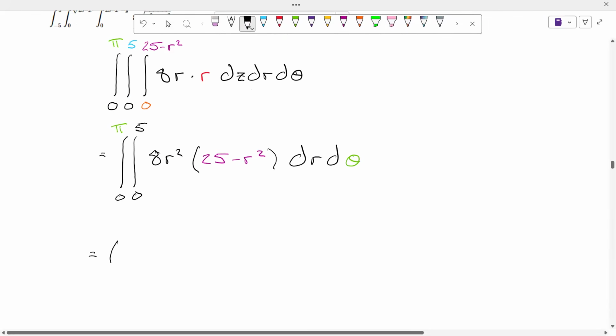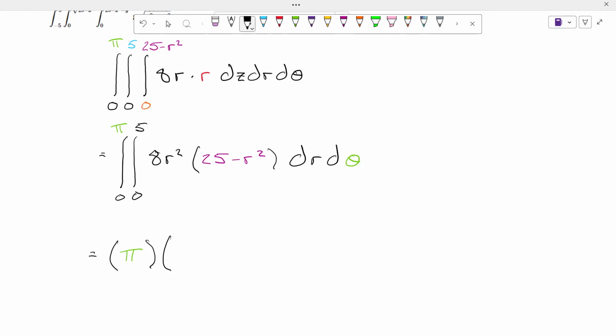And try and evaluate this mess. This looks like just pi for the theta integral. Notice there's still no dependency on theta, so I can evaluate these two integrals separately or independently. Now the r integral. Let's see, the thing multiplies out to, what is 8 times 25? 200, I think. 200 r squared minus 8r to the fourth.